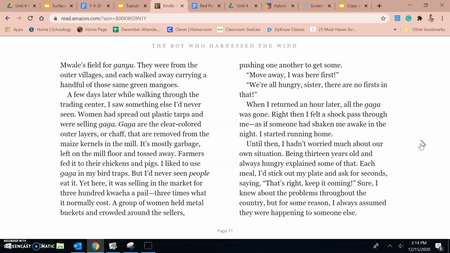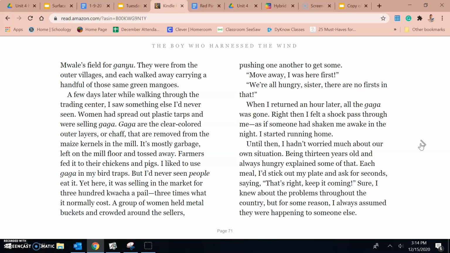Yet here, it was selling in the market for 300 kwacha a pail, 3 times what it normally cost. A group of women held metal buckets and crowded around the sellers, pushing one another to get some. "Move away, I was here first." "We're all hungry, sister. There are no firsts in that." When I returned an hour later, all the gaga was gone.